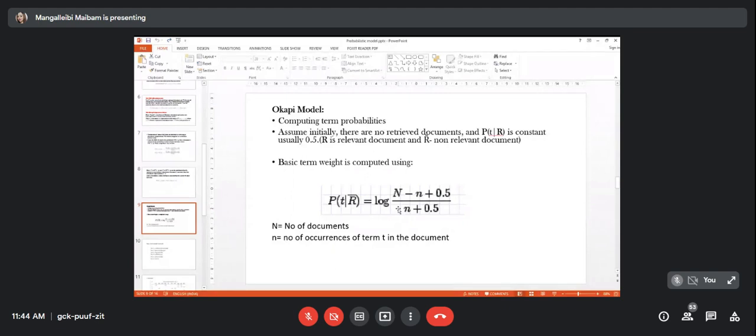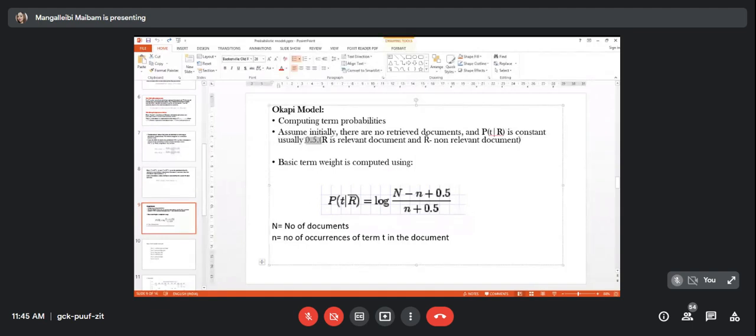In the Okapi model, what we are going to do is compute the term probabilities. For each term in the collection, in the documents, we are going to find the probability. So assuming there are no retrieved documents, this probability is constant, normally a value of 0.5.